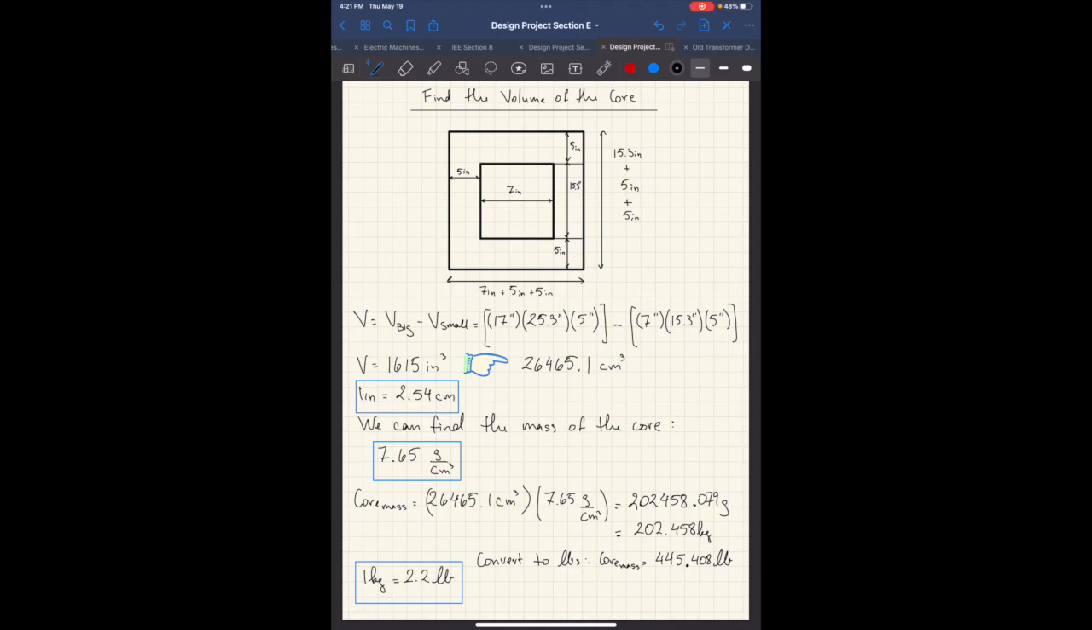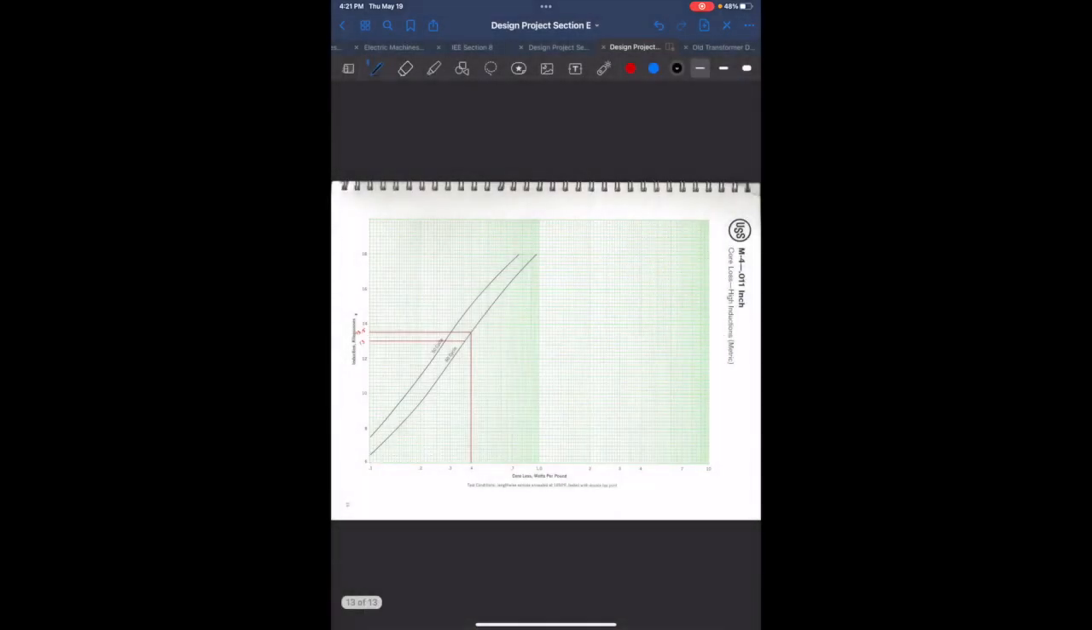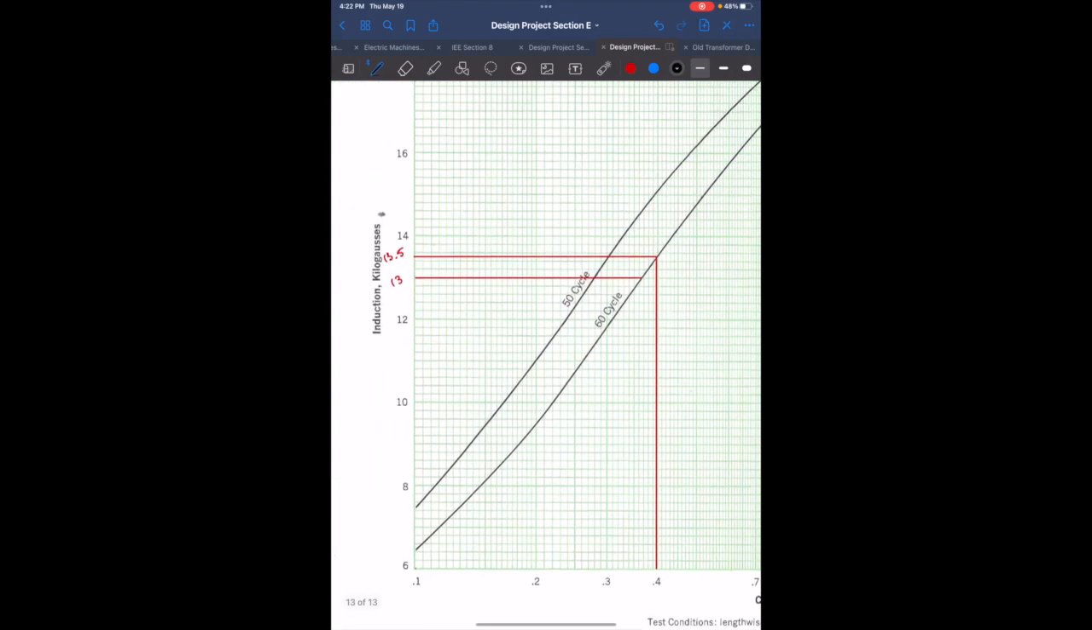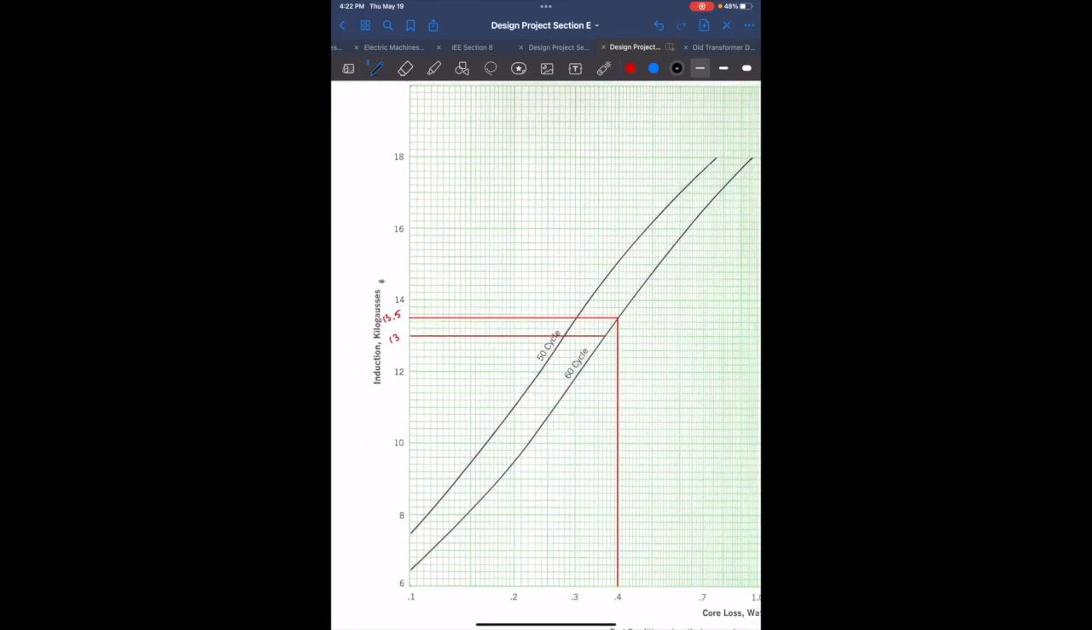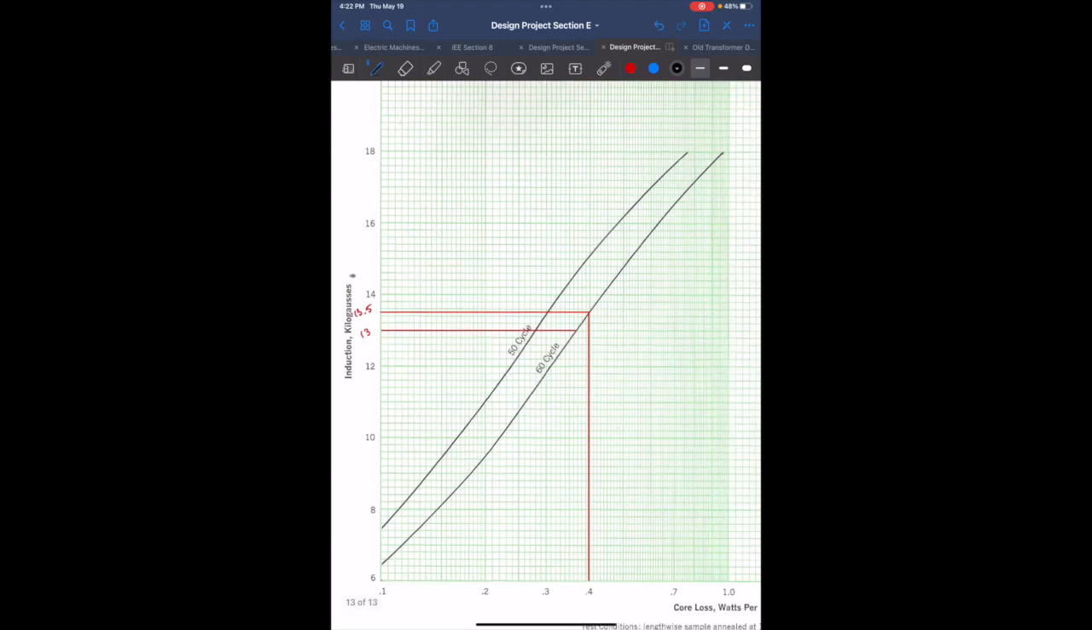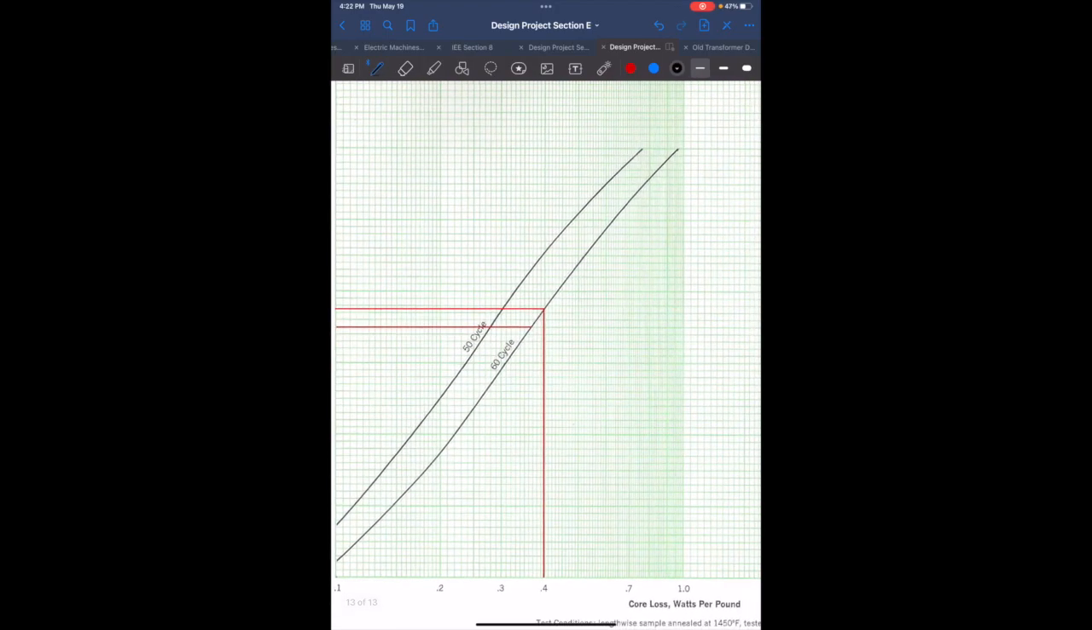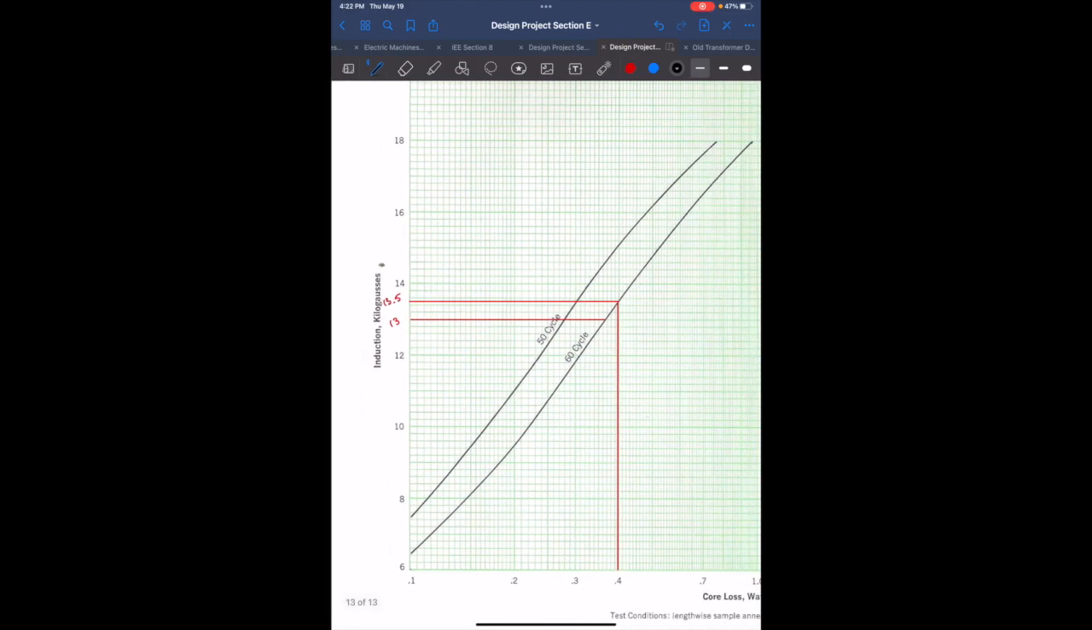Now, we need to know the core losses. Luckily, we have a graph that will give us the core losses. Makes this a lot easier. I've given you that in here. On the y-axis, we're going to have the Teslas, and on the x-axis, we're going to find the core loss in units of watts per pound. So I have my pounds, multiplied by watts per pound, and I find my core loss in watts.